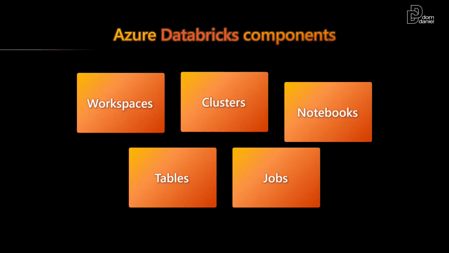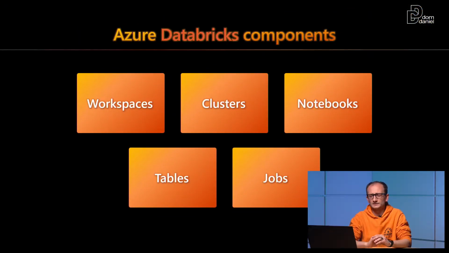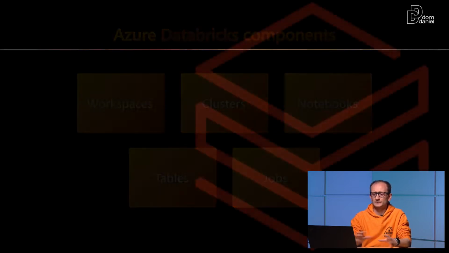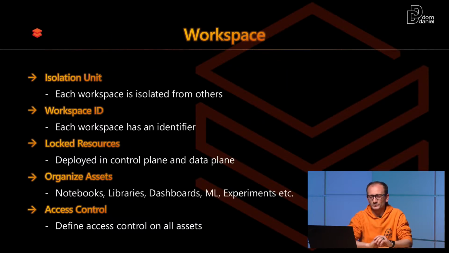Here are the main components that Databricks consists of. First is a workspace. Next we have clusters, notebooks, tables, and jobs. Maybe this is all familiar to you from my previous coffee talks where I presented about Apache Spark on Azure. But here are some differences, of course.